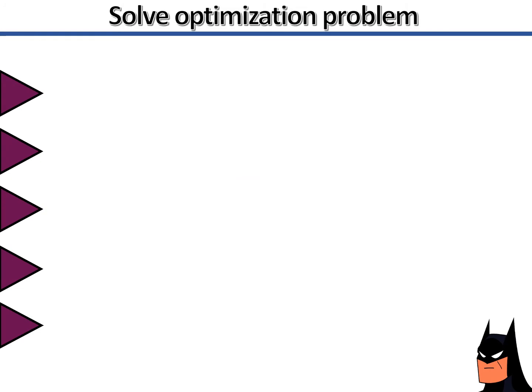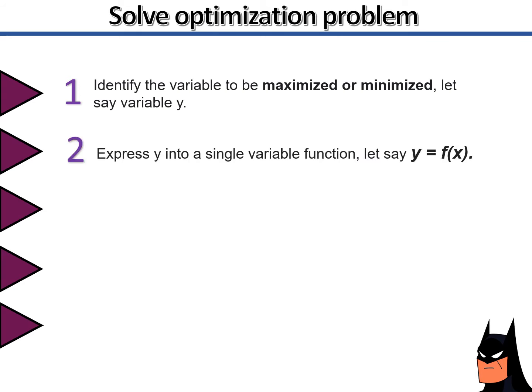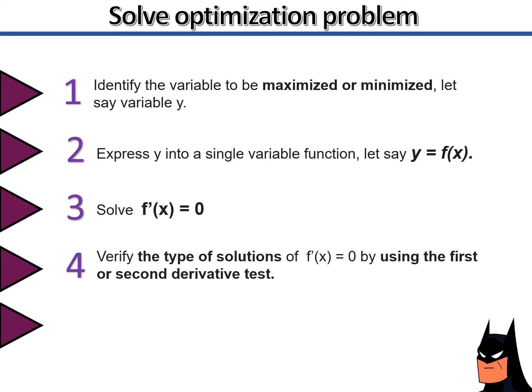How to solve optimization problems? First, identify the variable to maximize or minimize, let's say variable y. Second, express y into a single variable function, let's say y equals f(x). Third, solve f prime x equals 0. Fourth, verify the type of solutions of f prime x equals 0 using the first or second derivative test. And lastly, get the optimal value y equals f(x) if it is required.